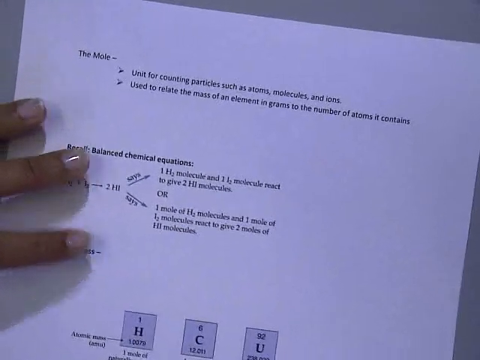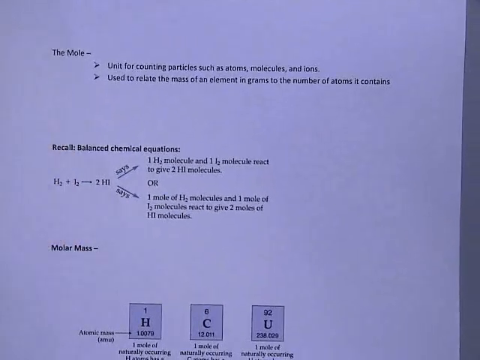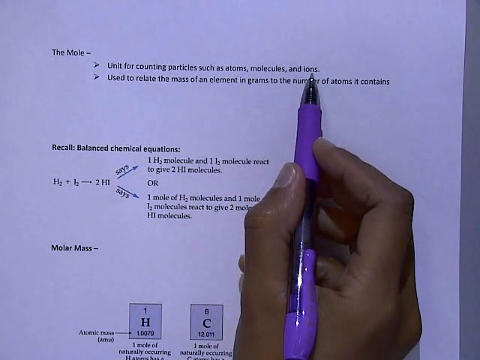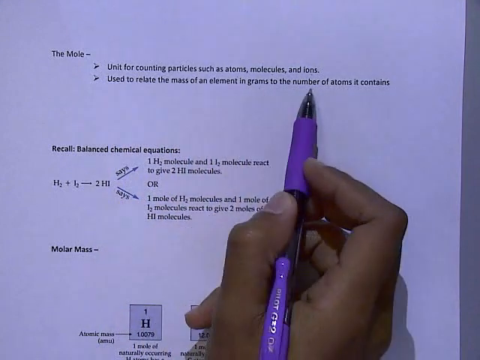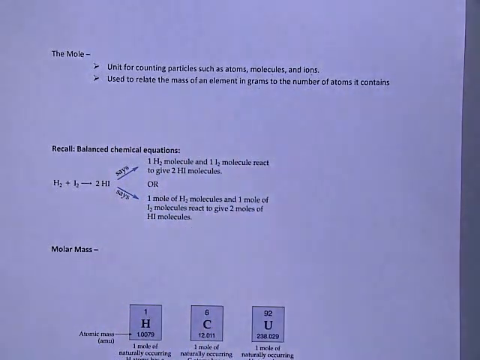So as we'll go over in lecture, or if you've already gone over in lecture, the mole is a unit for counting particles such as atoms, molecules, or ions. It's also used to relate the mass of an element in grams to the number of atoms it contains. So it's basically a counting unit. Just like we have a dozen as a counting unit, moles are a counting unit.